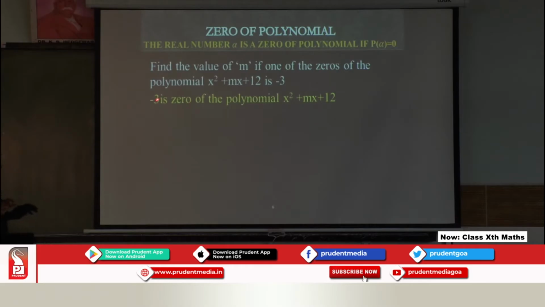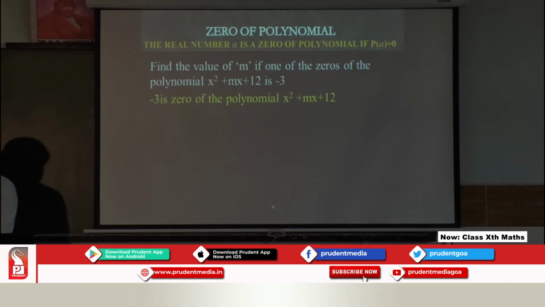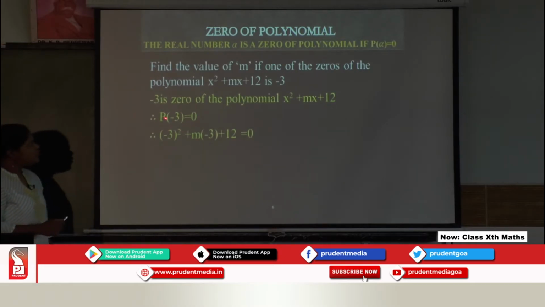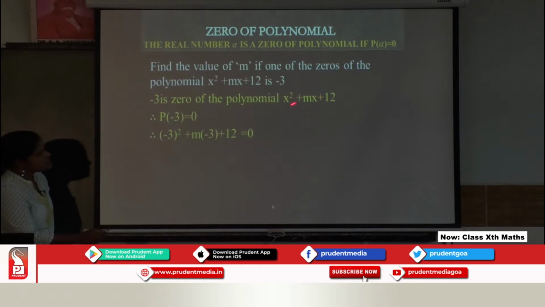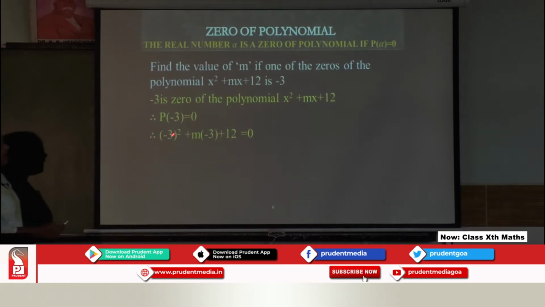Now it is given here, minus 3 is a zero of the polynomial x square plus mx plus 12. So what do we do in the next step is that we have to substitute the value. Since minus 3 is a zero, we can straight away write this. Therefore, P of minus 3 is 0. Now what is the polynomial? This is the polynomial. So wherever there is x, you substitute by minus 3. So you get minus 3 square plus m into minus 3 plus 12 is equal to 0.